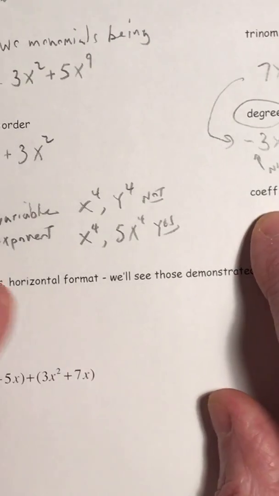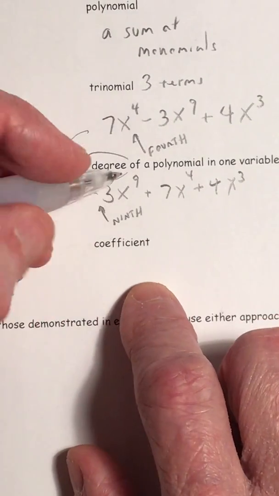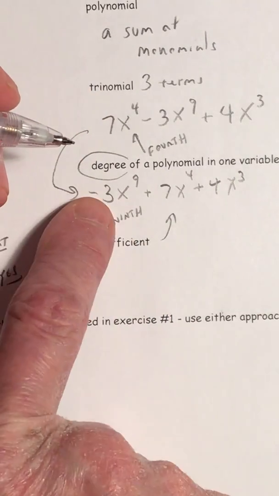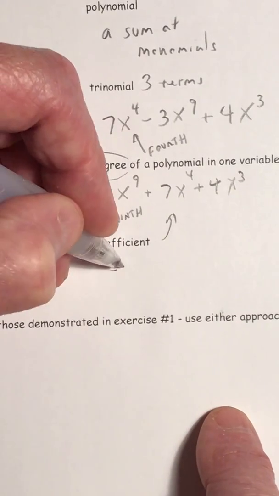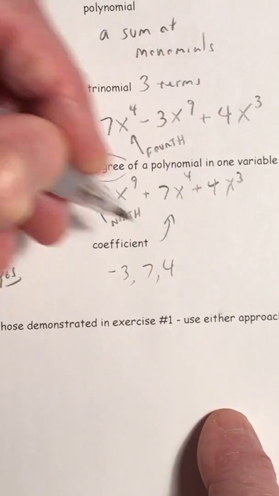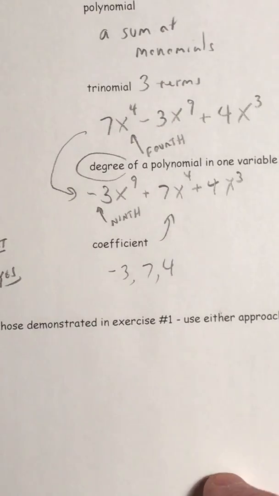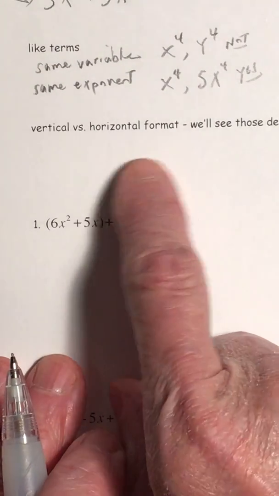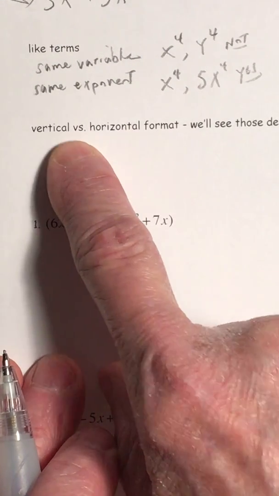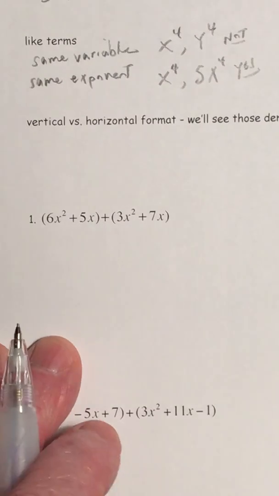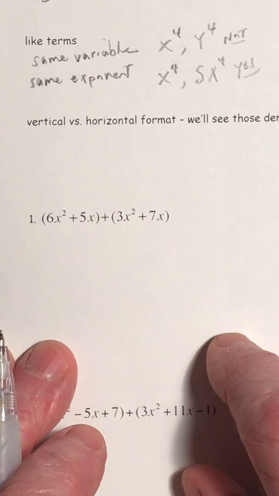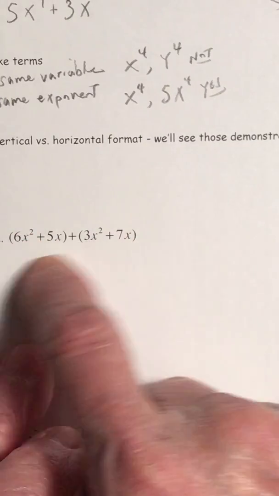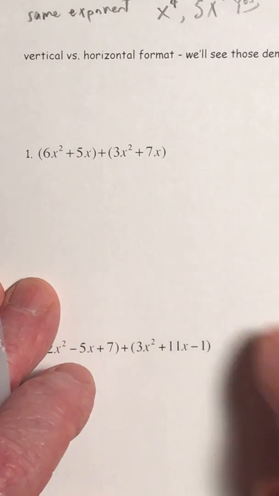And a coefficient, I've discussed that, used that already. Like the coefficients for this expression, what would the coefficients be? The numbers multiplying the variables. -3, 7, and 4 would be the coefficients there. And when you see these terms in your homework, vertical versus horizontal format, if it tells you to do the adding or subtracting in vertical format, it means arrange stuff in columns. Horizontal, go left to right, working with it the way it's written right here.